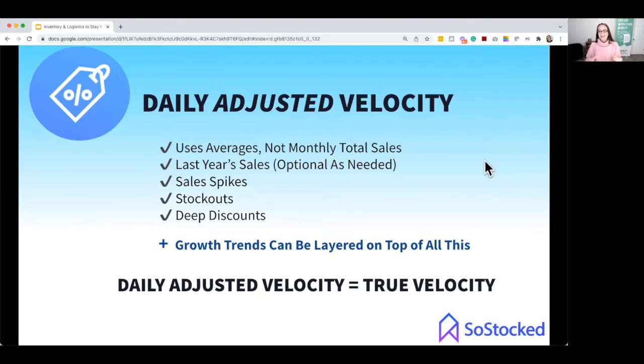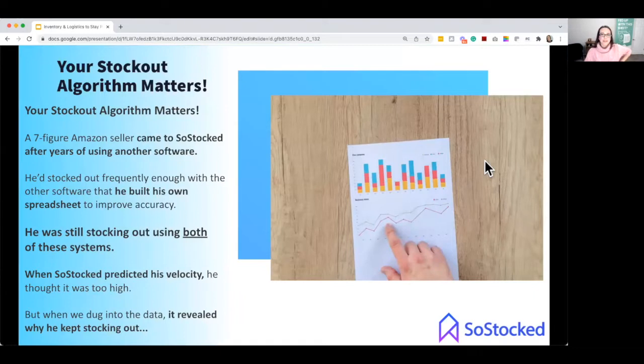You can get your daily adjusted velocity. Think of it as true velocity. Daily adjusted velocity is getting your daily average number of sales, but removing stockouts and removing sales spikes to get that true average. I'm going to go through an example to explain to you exactly how this works.